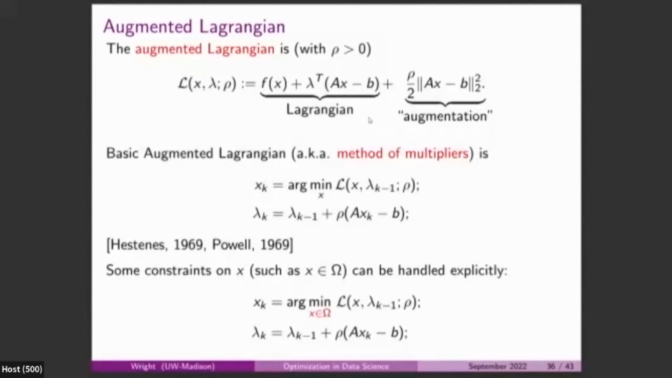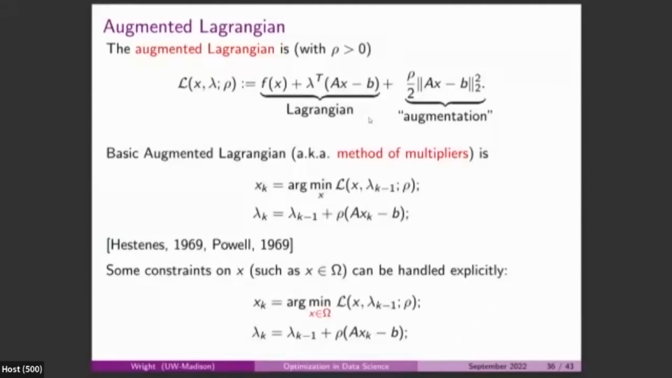You take the Lagrangian function and you add on a quadratic penalization term that penalizes violation of the constraints. So this last term here, the norm of Ax minus b squared, obviously it's 0 if Ax equals b, if the constraints are satisfied. If they're not satisfied, you pay a price, okay? And the algorithm is very simple. It just goes back and forth between minimizing this augmented Lagrangian function for a fixed value of lambda and a fixed value of the penalty parameter rho. So that's how it updates the x. And then it applies this formula to update the lambda.